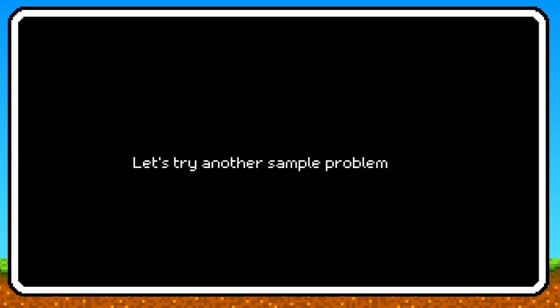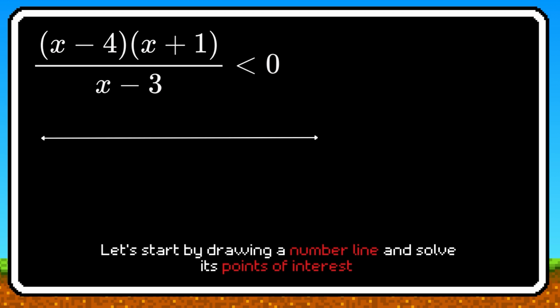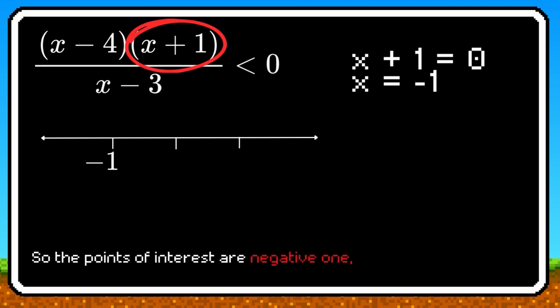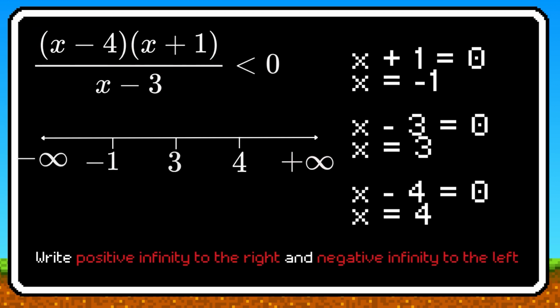Let's try another sample problem. (x - 4)(x + 1)/(x - 3) < 0. Feel free to solve this before I do. Let's start by drawing a number line and solving for its points of interest. So the points of interest are negative 1, 3, and lastly 4. Write positive infinity to the right and negative infinity to the left.